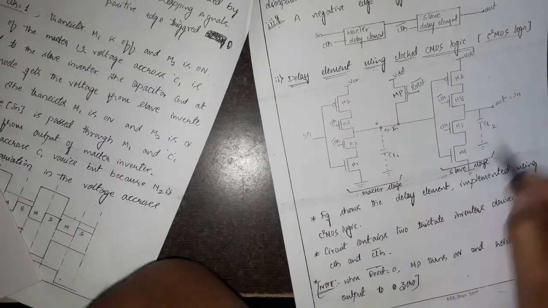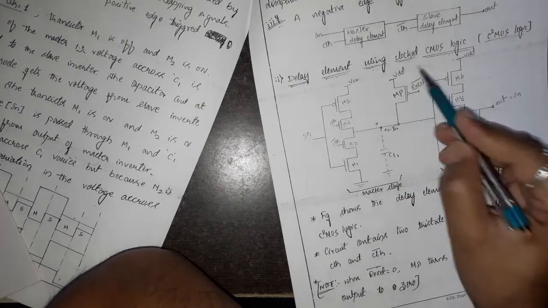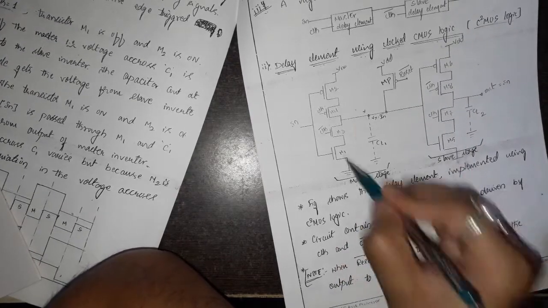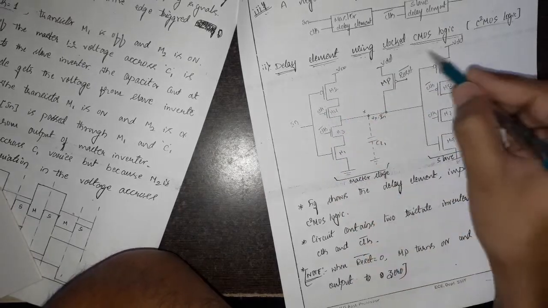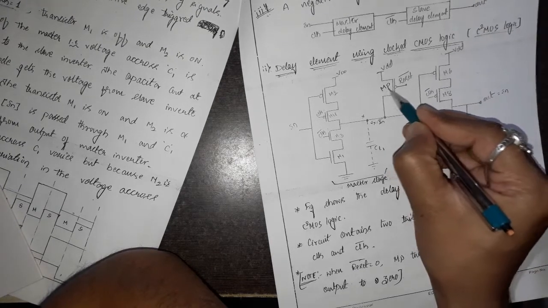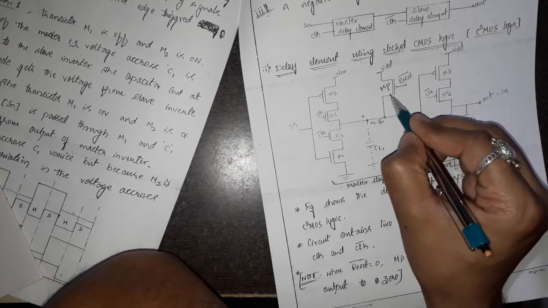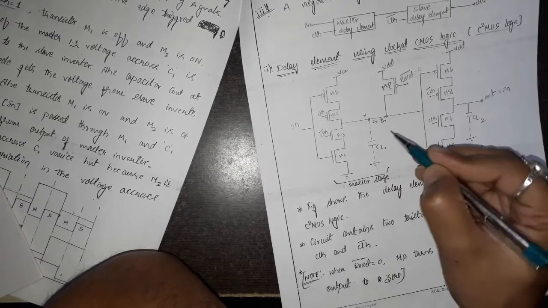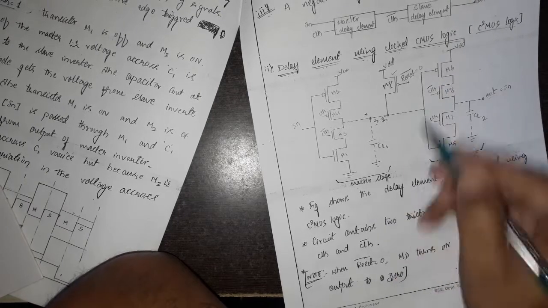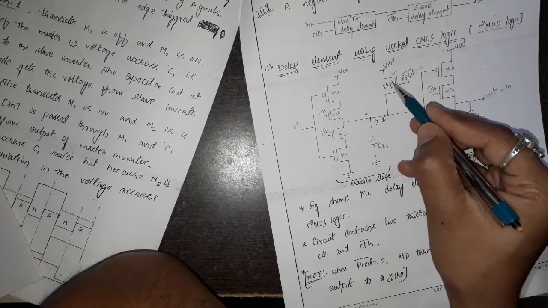This circuit represents a delay element by using clocked CMOS logic or C squared MOS logic, where it includes two tri-state inverters. This is the master stage tri-state inverter and this is the slave stage tri-state inverter, where this MOSFET MP is referred to as a reset MOSFET. If reset bar is equivalent to 0, then this MOSFET will be in on condition, which connects Vx to VDD. Thus the output will be reset to 0 whenever the reset complement is 0, and hence this MOSFET MP is referred to as a reset MOSFET.